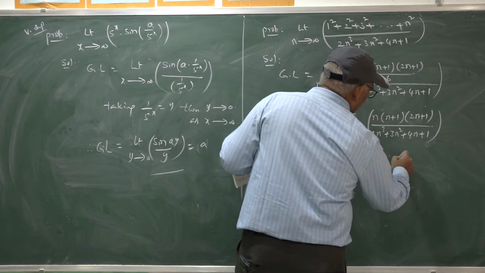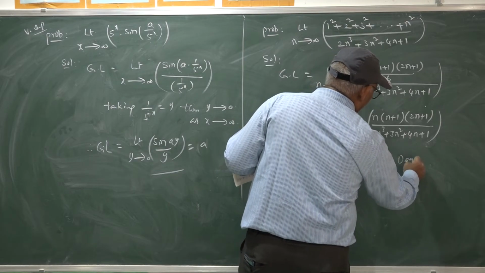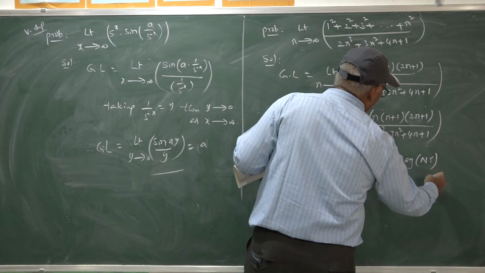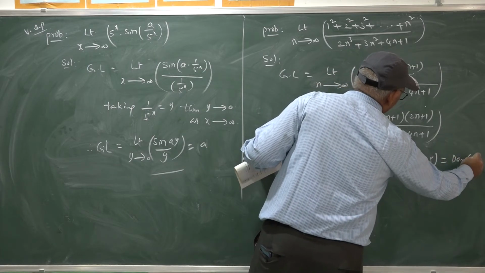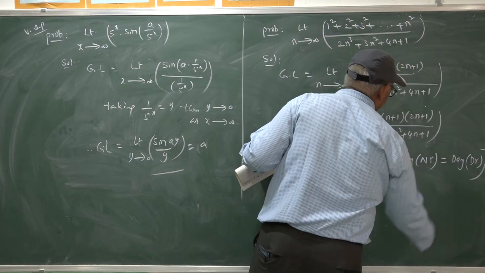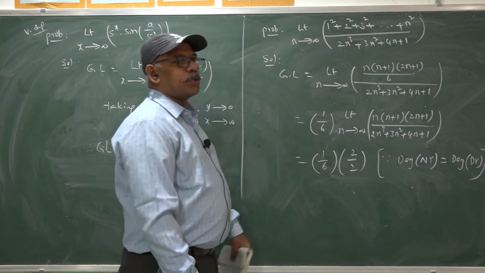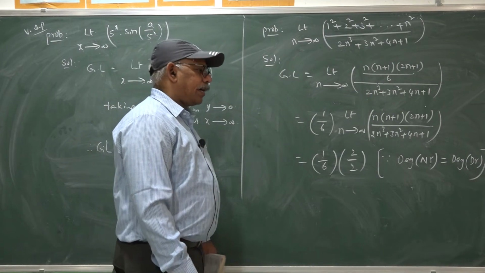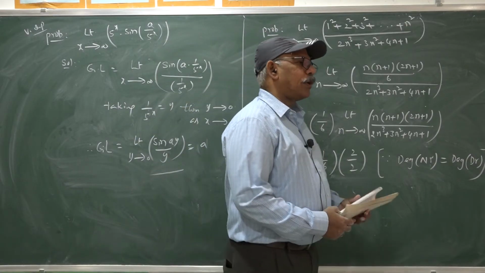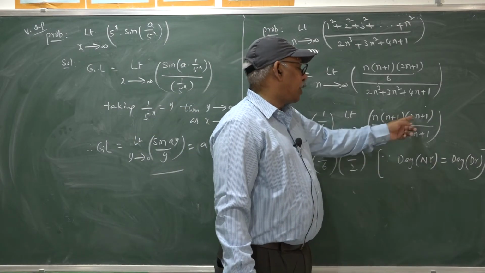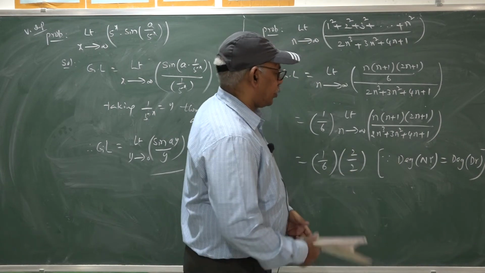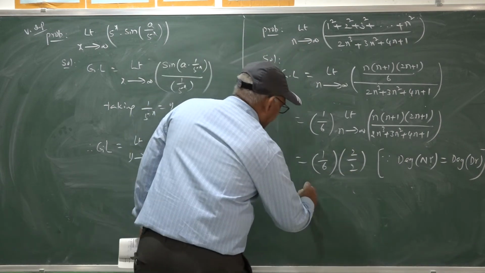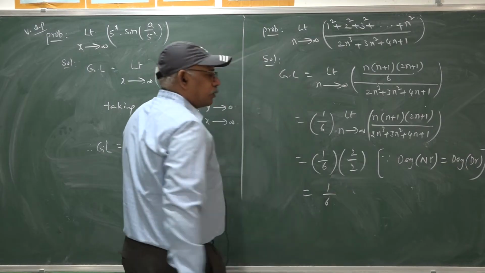Since the degree of numerator nr is equal to the degree of denominator dr, the numerator's degree is the same as the denominator's degree, and the maximum power coefficients are the same, 2 and 2 here. Hence I am taking a naught as 2 and b naught as 2. Based on that formula, the required limit takes the value 1 by 6.